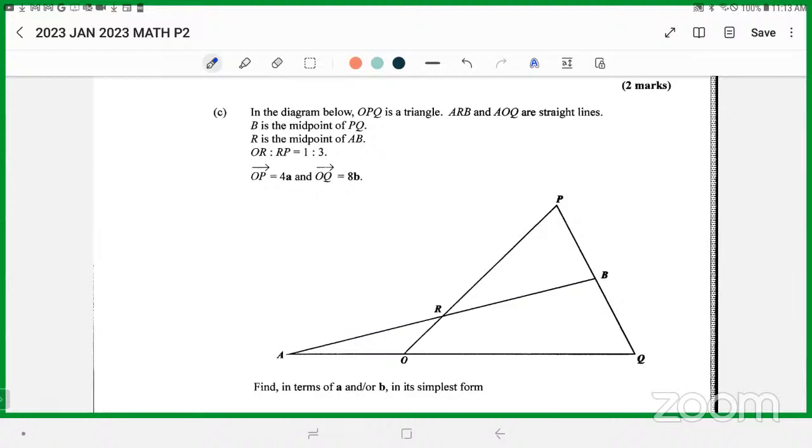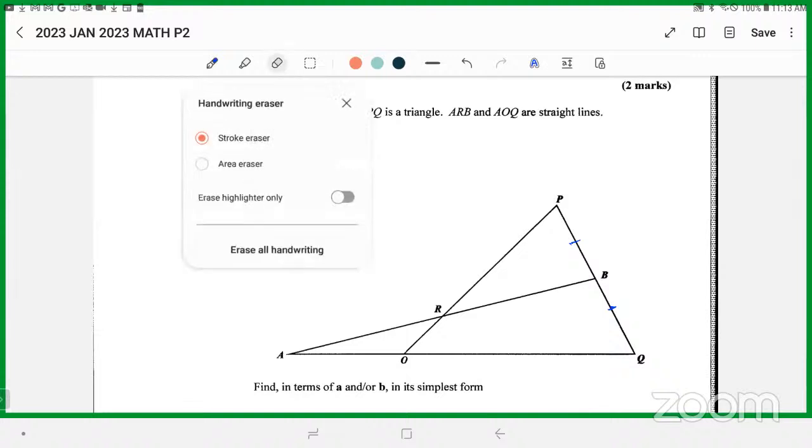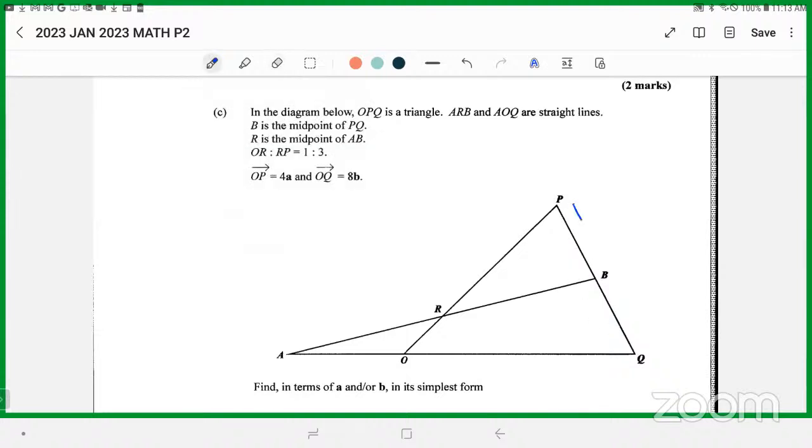But let's continue. It says B is the midpoint of PQ. So this point divides this line in two equal halves. That's midpoint. And so, for example, PB is going to be half of the PQ, because B is a midpoint. All right? So we can see that.